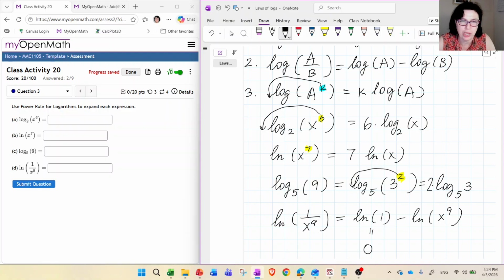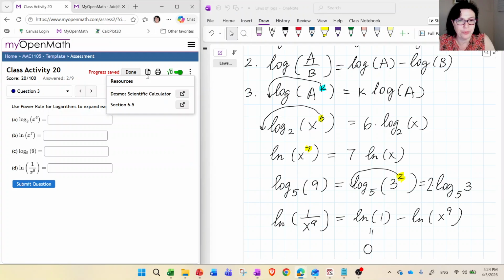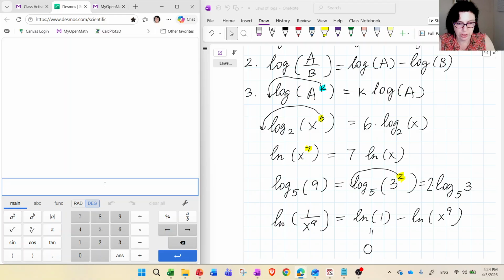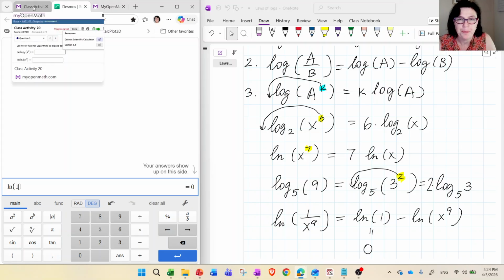So this is something that usually drives teachers crazy if students leave it like this there. And all you have to do is really, oh, well, I don't know, can I simplify that? Well, just type ln of 1 and the calculator is going to tell you that's 0. Okay, so yes, that's 0 because a number to the power 0 is 1 and log is the power.